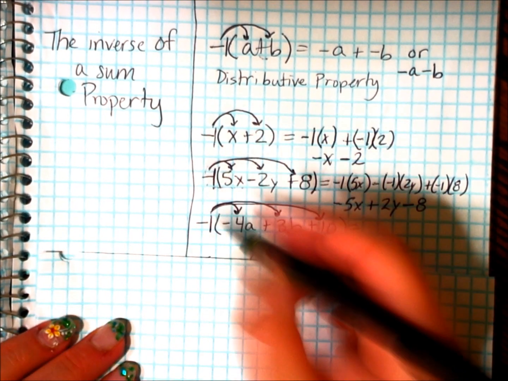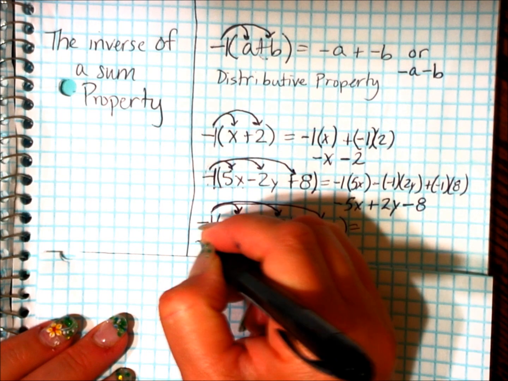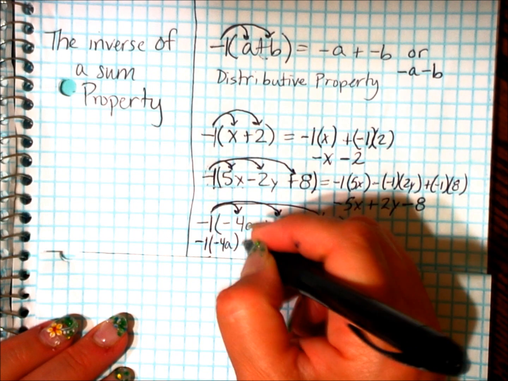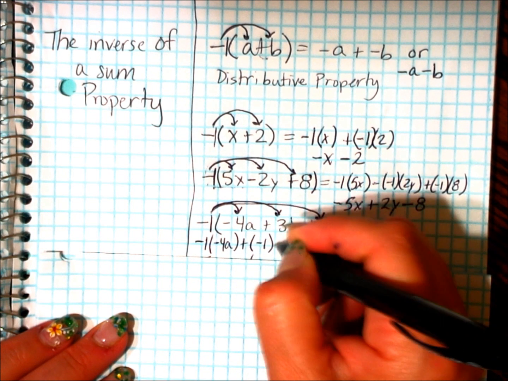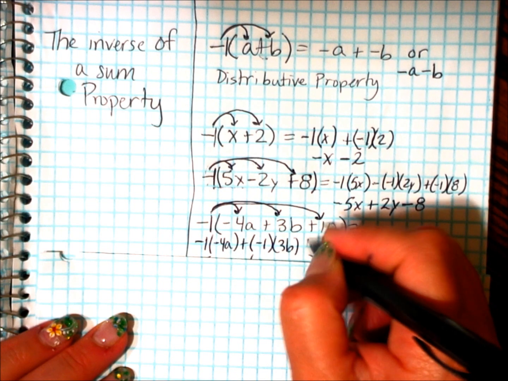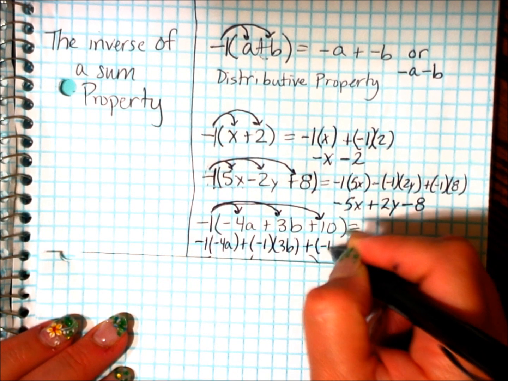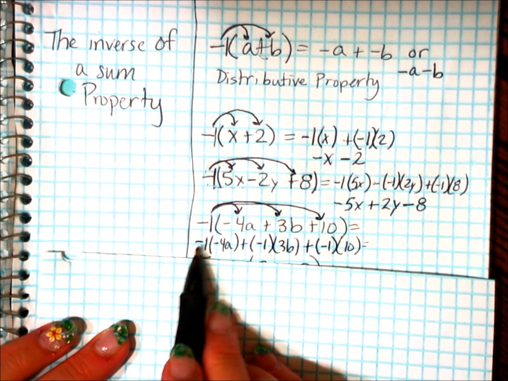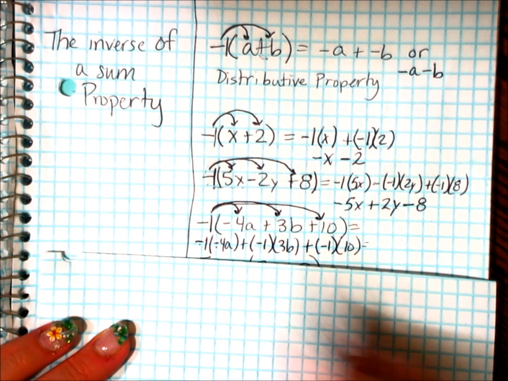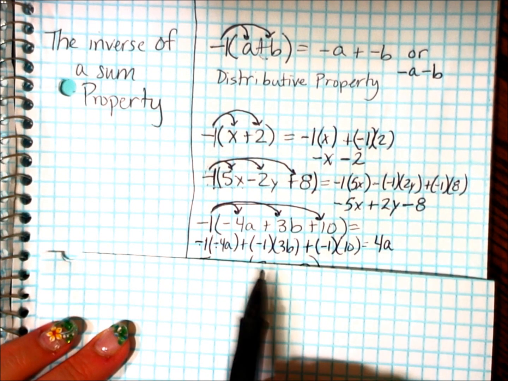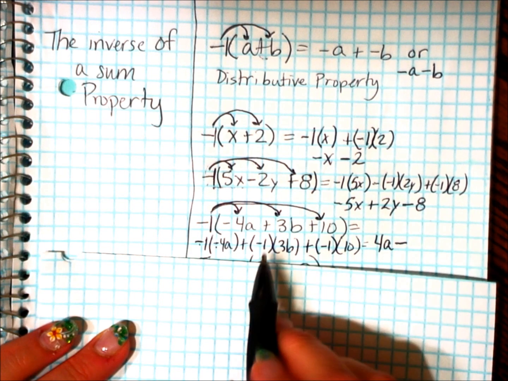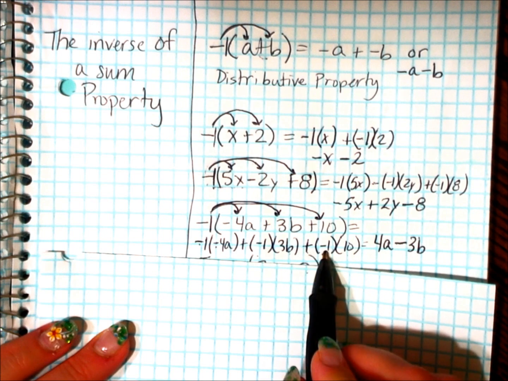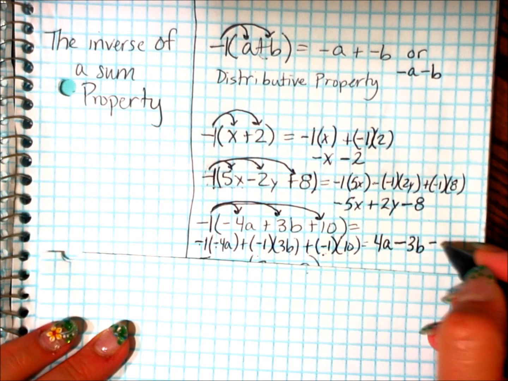I'm going to do this one right below it just because I think I won't fit it over here. -1 times -4a. Plus -1 times 3b plus -1 times 10. So a negative times a negative is a positive. 1 times 4a would be 4a. Negative times a positive would be negative. 1 times 3b would be 3b. -1 times 10, or a negative times a positive, would be a negative. 1 times 10 is 10.